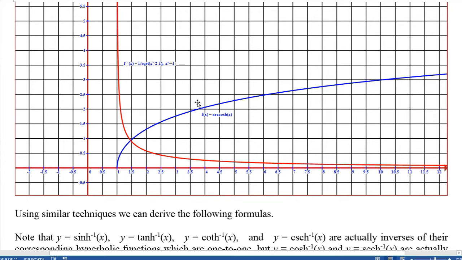The original function, the inverse cosh of x, is increasing everywhere, so the derivative is always positive. The original function is only defined for x greater than or equal to 1, and the derivative is actually defined only for x strictly greater than 1. The original function is concave down, so the derivative is decreasing.